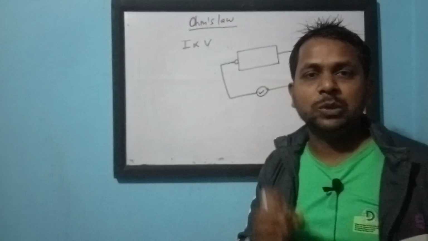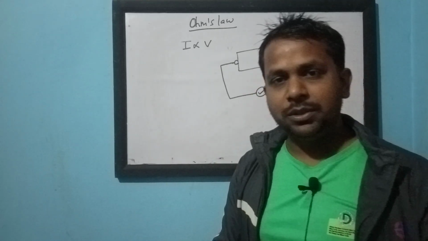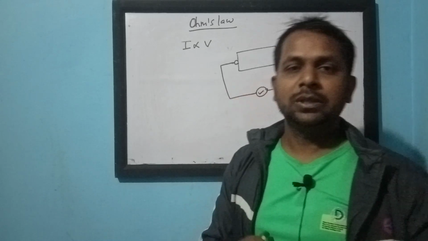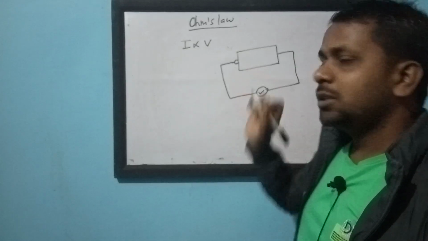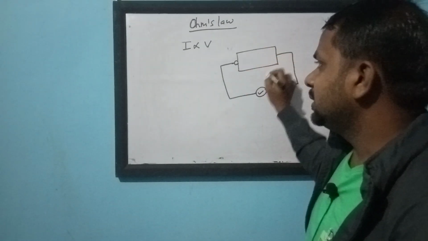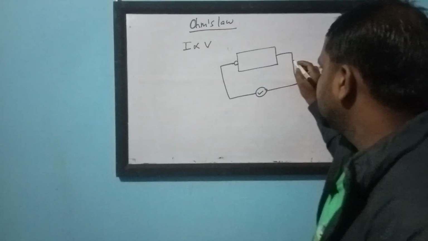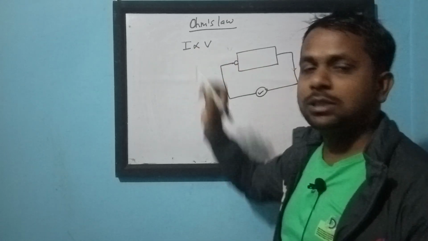About EMF and potential difference, we have studied in the previous video. Those who have any problem, you can see over there. Then according to George Simon Ohm, if we go on increasing the number of cells in this circuit, the value of current flowing through this wire will also increase.